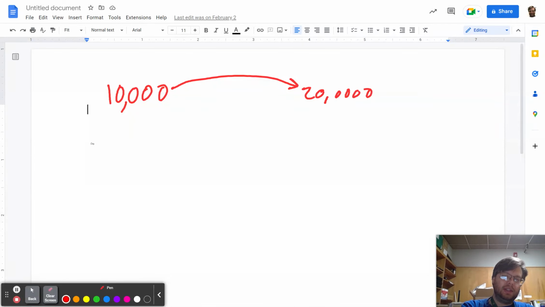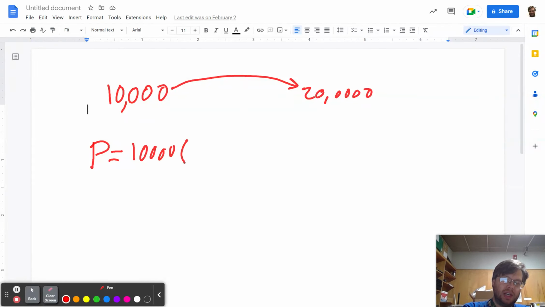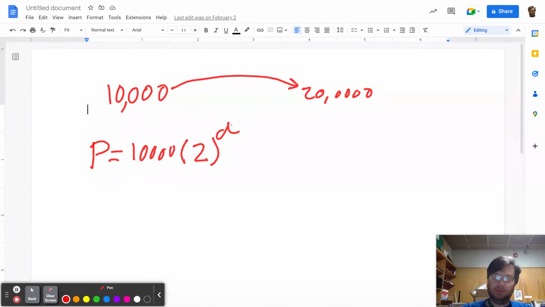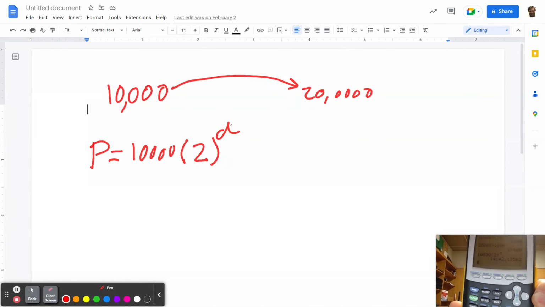So I can write this as population is 10,000 times 2 raised to the d, for a decade. Okay. Now, if I wanted to know what the population was right in the middle, I can do that a couple different ways. I could plug in 0.5 into my equation, or I could take the square root of 2, and I could use that as my growth factor. So what I want to show you is here's what happens when I plug in 0.5. Why is it 0.5? Because that's half of a decade. So when I plug it in, I get that number right there.